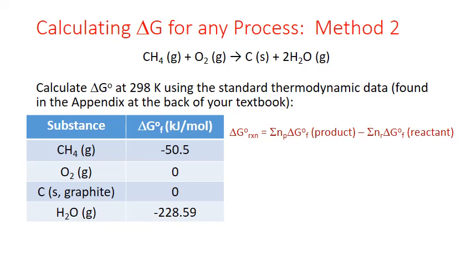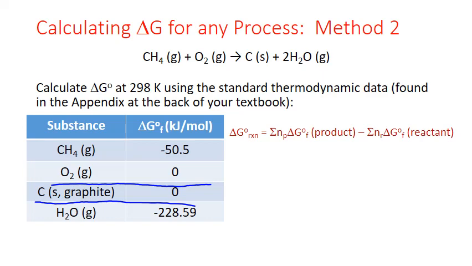Now you'll notice that both carbon and oxygen have Gibbs free energy of formation of 0. This is because they are elements in their most stable form, and like enthalpy of formations, the Gibbs free energy of formation of elements in their most stable form is always 0.